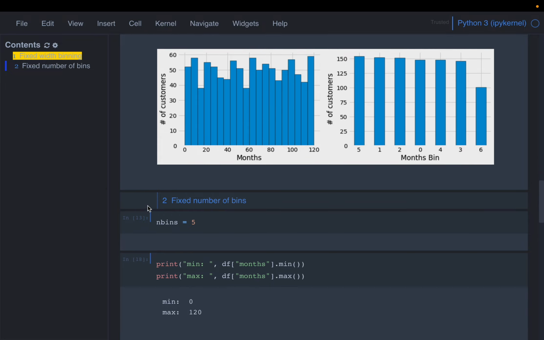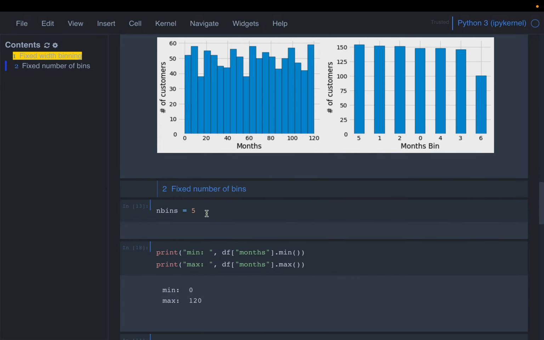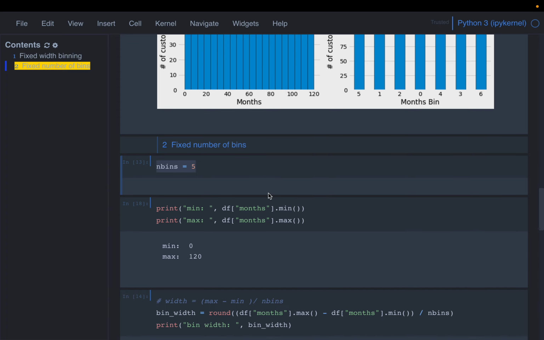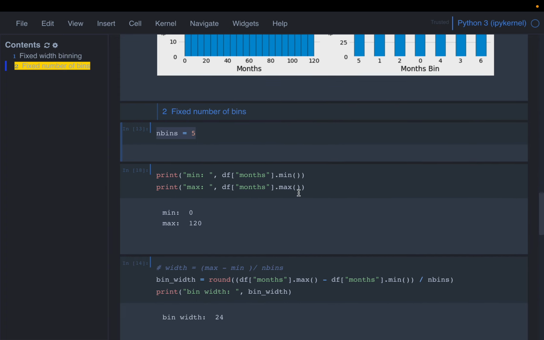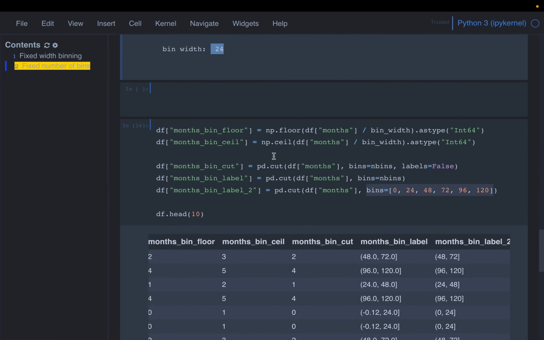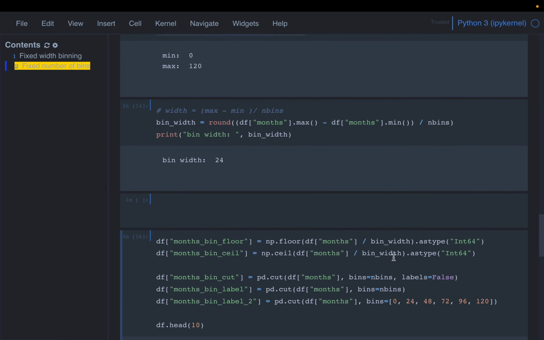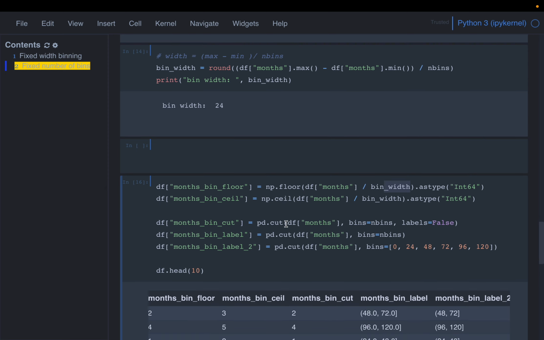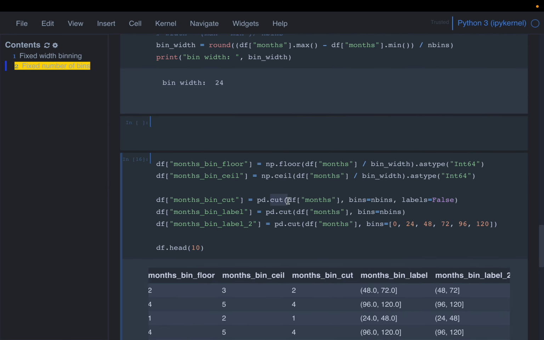Okay, now the other way to do that is defining the number of bins. Rather than choosing the bin width, here we are choosing the number of bins. Now this is our data. The minimum value is 0, maximum value is 120. So if we choose the number of bins as 5, that's going to give us a bin width of 24. Now, same as before, once we find out the bin width, either we can use the bin width along with the floor or ceil functions, or we can use the cut function from pandas.